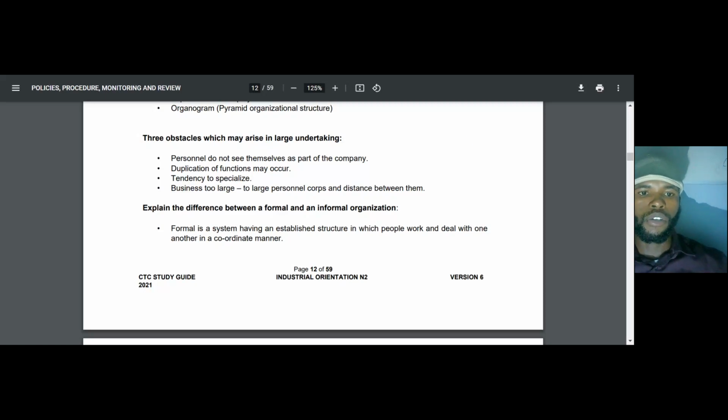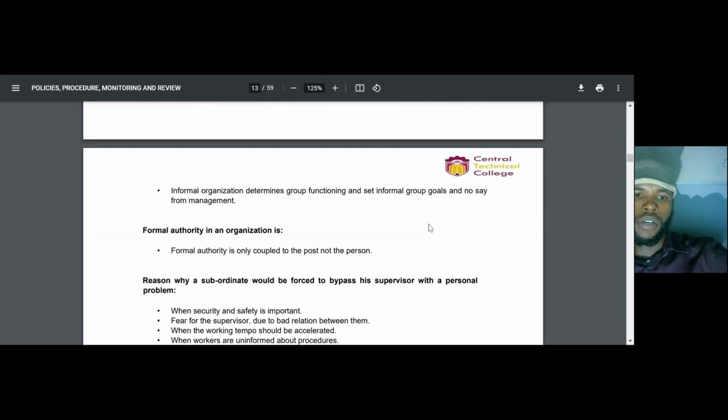Okay, so now we've got three obstacles which may arise in a large undertaking. We already went through that. Now explain the difference between a formal and an informal organization. Formal is a system having an established structure in which people work and deal with one another in a coordinated manner. Informal organization determines group functioning and sets informal group goals, with no say from management.